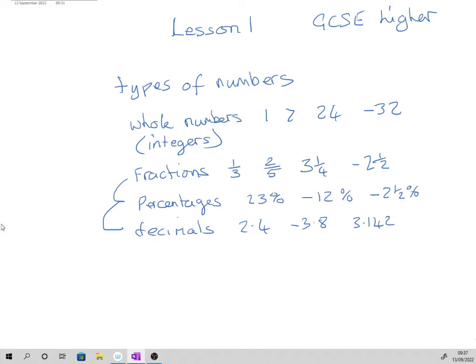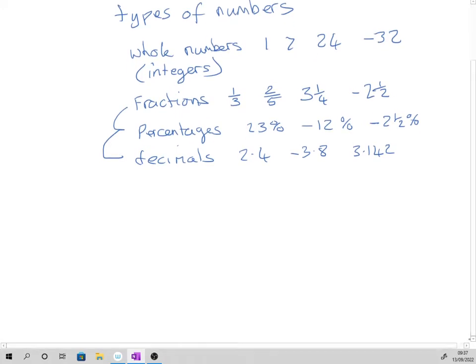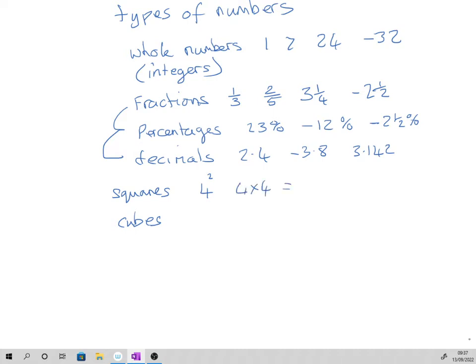There are other kinds of numbers that we can look at, and that's square numbers, call that squares, and cubes. Now squares are written like this, 4 with a little 2 at the top, so the 2 denotes a square number, and that means this big number times itself. So 4 times 4, which equals 16. So 4 squared is equal to 16. 6 squared would be 6 times 6 is 36.